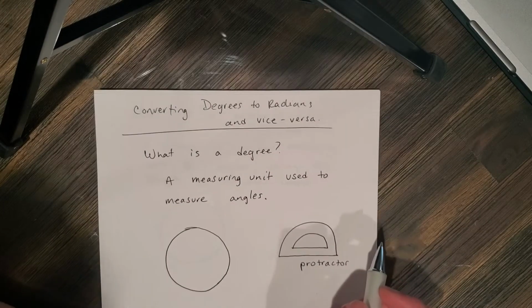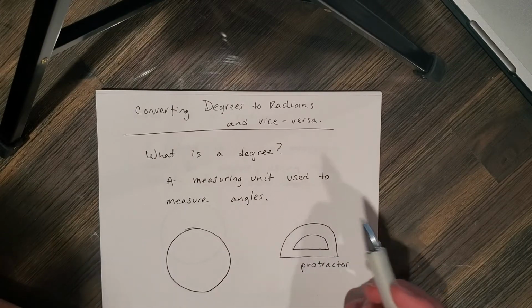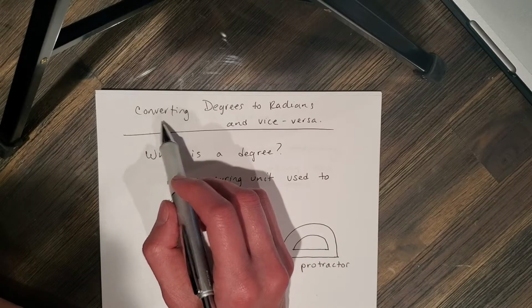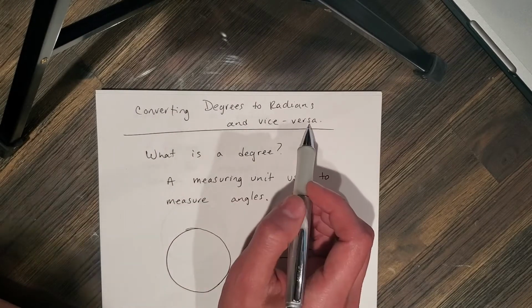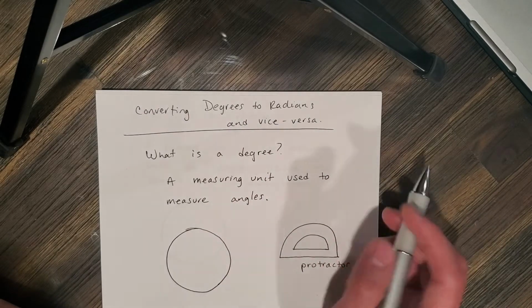So let's begin. Today we get into trigonometry with a full circle here. Okay, so let's get into this here. Converting degrees to radians and vice versa. So today we're going to keep it simple. We're just going to be using degrees and radians and converting back and forth.